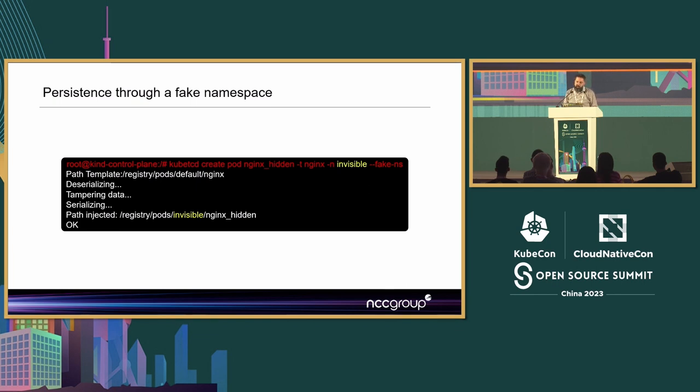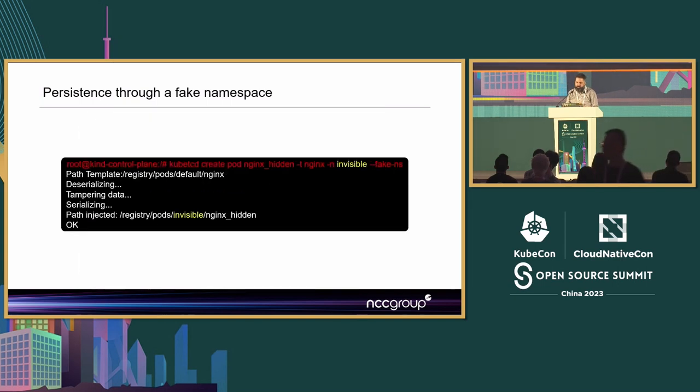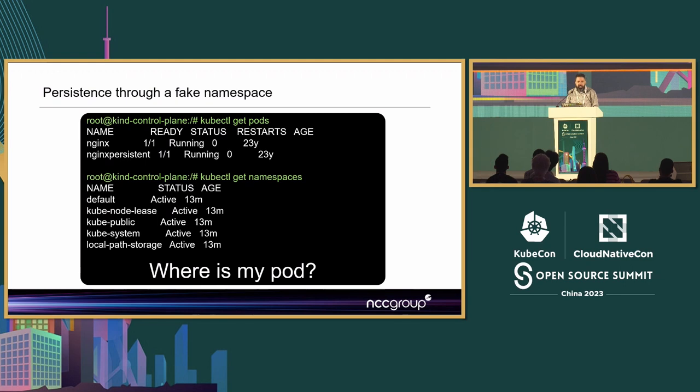And I found this previous scenario funny, so I thought, hey, what happens if I change the namespace? So here I create a new pod called nginx hidden, and now you can guess what will happen. Let's try to find this pod. So we have just created our pod in a non-existent namespace. So if we check the default namespace, we cannot see our pod. It's not here, it's not in the default namespace, apparently. And if we try to find our new invisible namespace that we defined in the previous slide, right here, it doesn't exist either. So where is our pod?